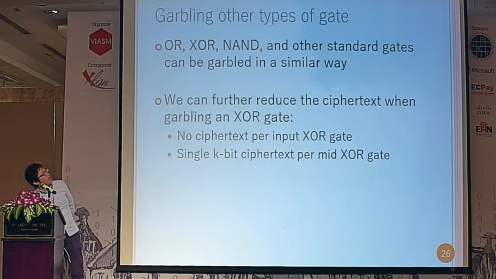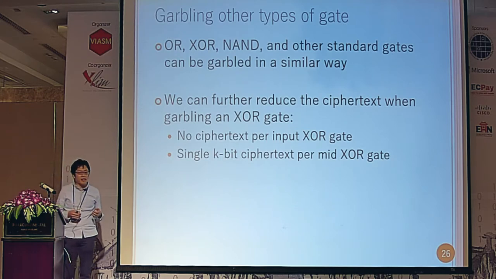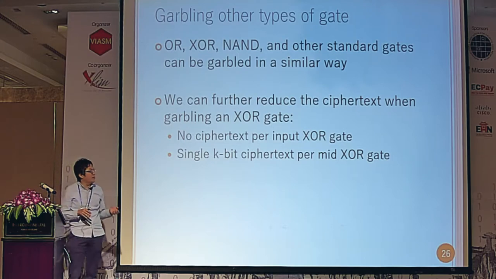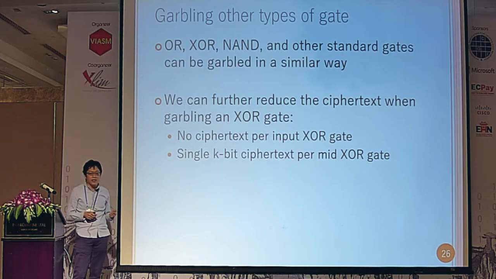Next, we consider other types of gates. I won't explain in detail, but OR, XOR, NAND and other standard gates can be garbled in a similar way. And when garbling an XOR gate, we can further reduce the ciphertext by using the free XOR technique. The result is no ciphertext per input XOR gate and a single k-bit ciphertext per mid XOR gate.